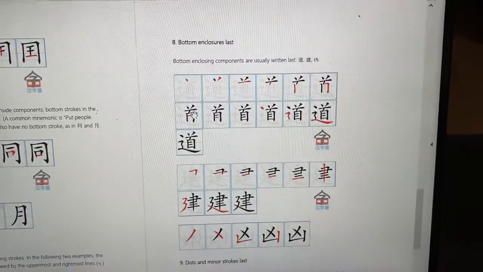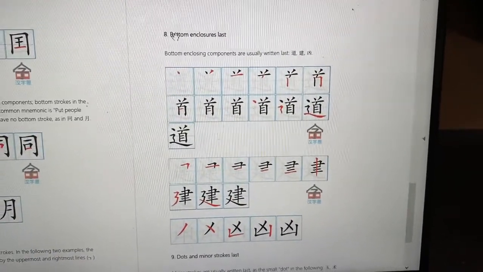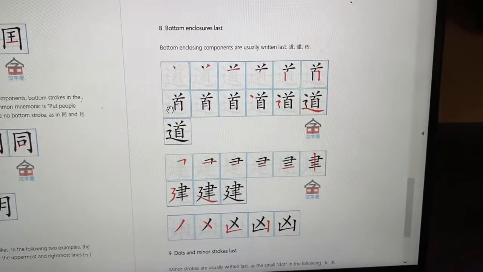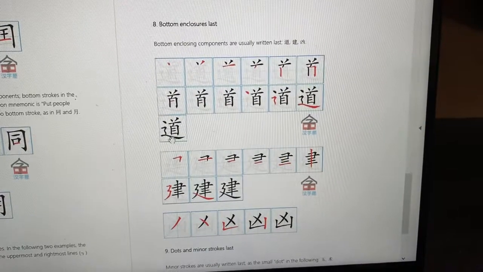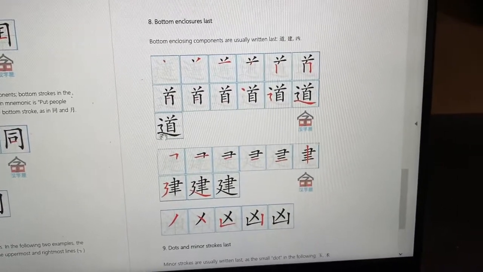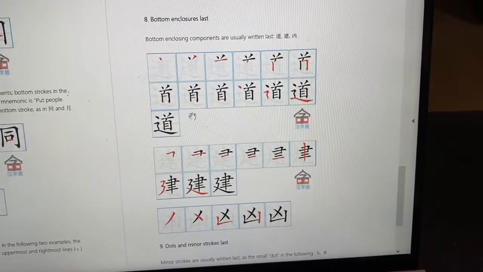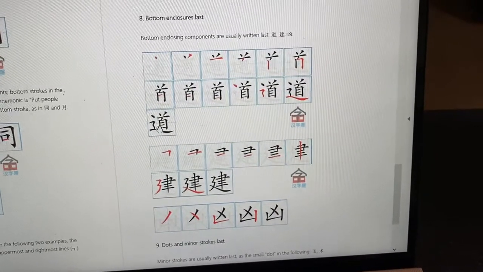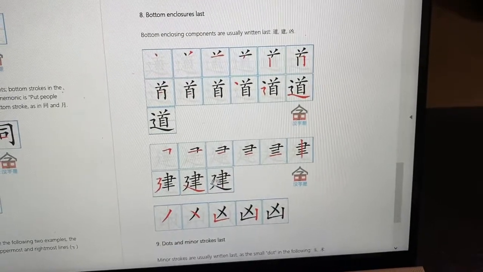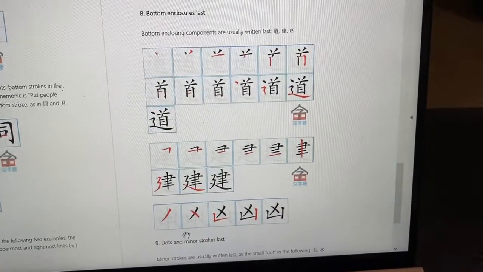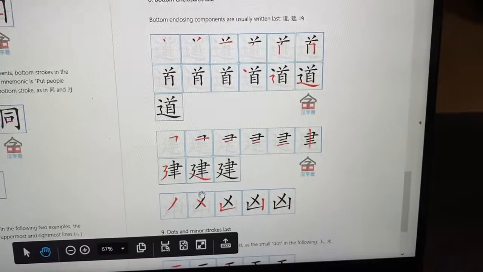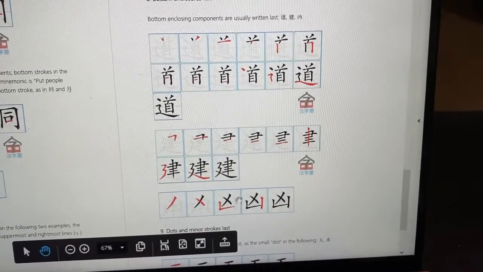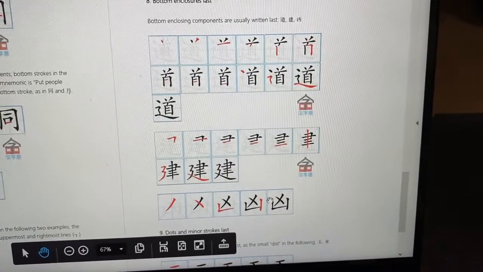And in rule number 8, we have the bottom enclosures last. So when you have noticed such a radical, it always comes last. Or this one, a little bit similar to this one, but also different. We write it last. And for this one, we write the content first, and then the bottom enclosure.